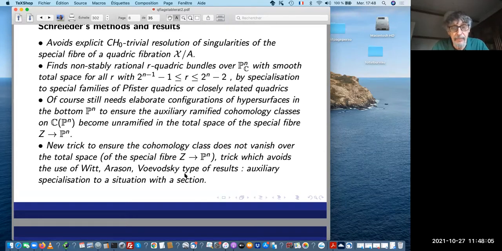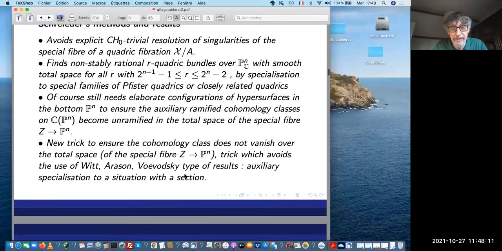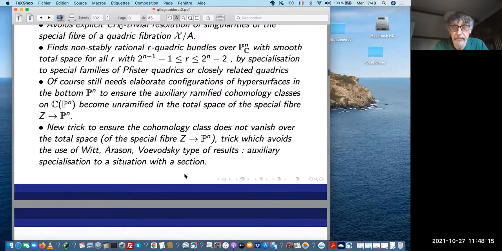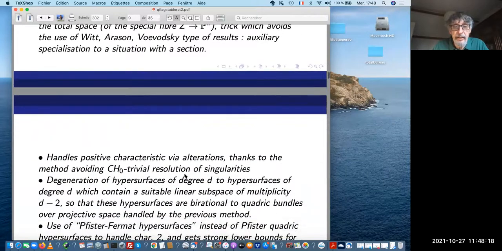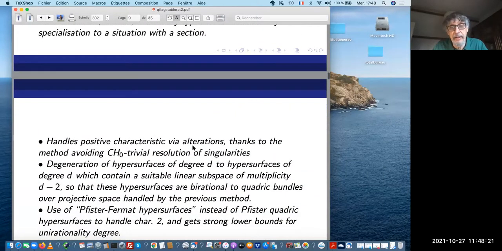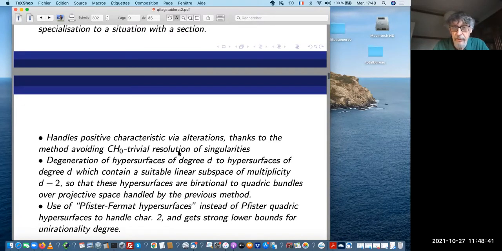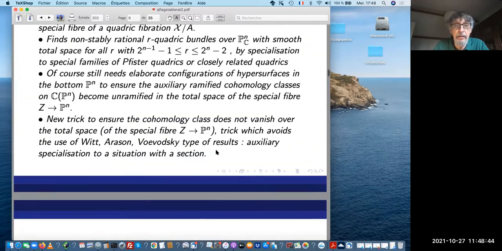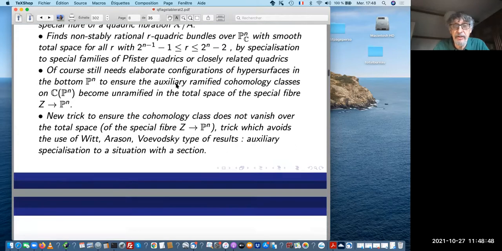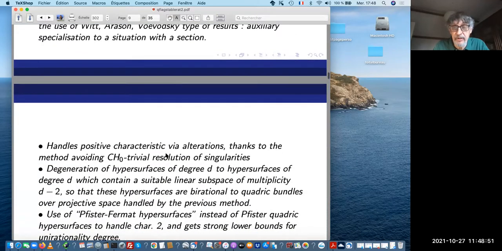But Schreieder managed to devise a rather simple trick to avoid this. So somehow one can forget these very sophisticated arguments. Okay, another thing he does is less surprising, but it demands some technique. Everything was done in characteristic zero, but in fact, you can do everything in characteristic p, because you can use alterations à la de Jong and Gabber, and then you manage to push the technique also into positive characteristic. Okay, this avoids the C0 trivial resolution of singularities, the technique I mentioned at the beginning. So combining this plus de Jong and Gabber, he manages to get results in positive characteristic.